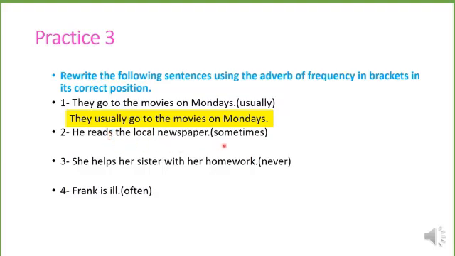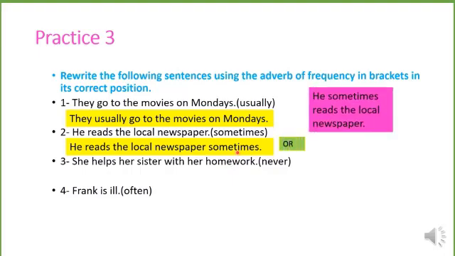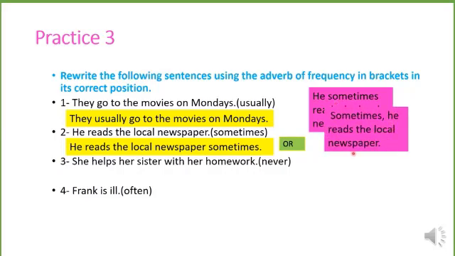He reads the local newspaper sometimes. Here, sometimes, an adverb of frequency, can come at the beginning, at the end, or before the action verb. Let us see. He reads the local newspaper sometimes. Here it comes at the end. Or, he sometimes reads the local newspaper, so it comes here before the action verb, reads. Or, sometimes he reads the local newspaper. So when we use it at the beginning, don't forget to add a comma after it.